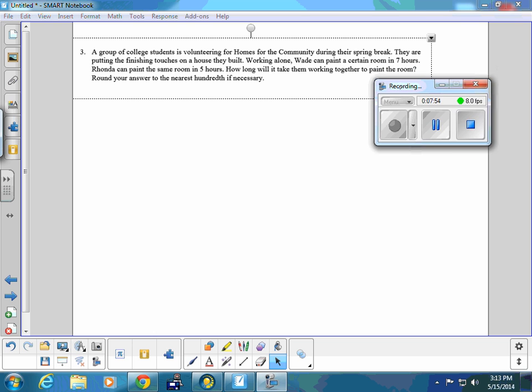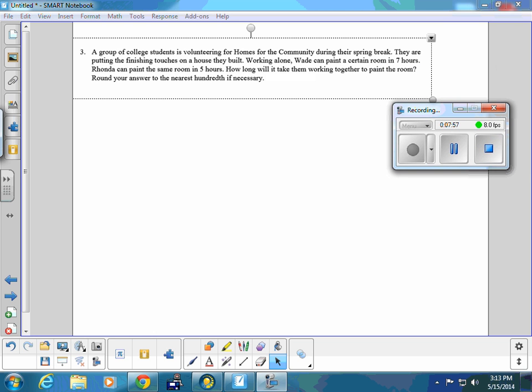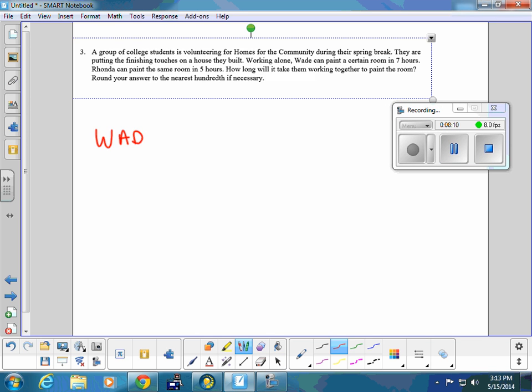A group of college students, so we're looking at number 3, is volunteering for homes for the community during the spring break. They are putting the finishing touches on the house they built. Working alone, Wade can paint a certain room in 7 hours. So we have Wade who can paint, and we said to put 1 over the amount of time it takes the person to do the job. Rhonda can paint the same room in 5 hours. How long will it take them working together to paint the room?